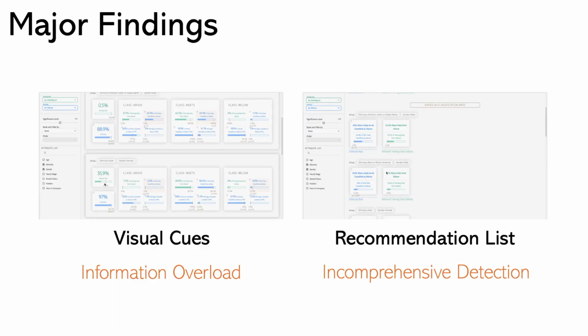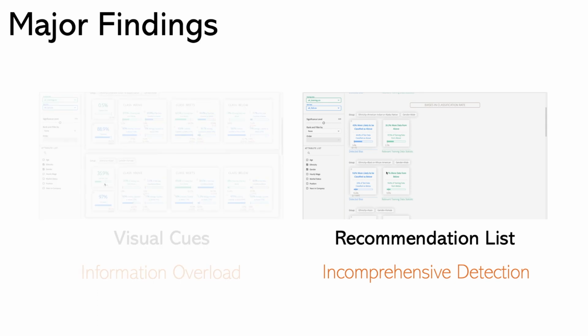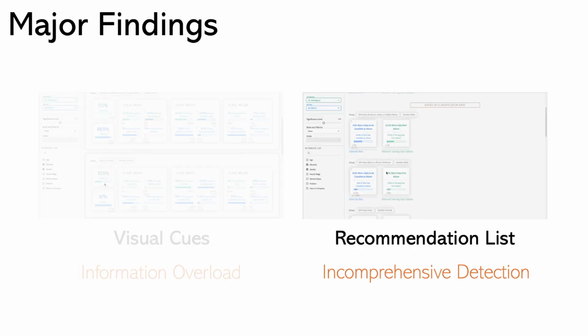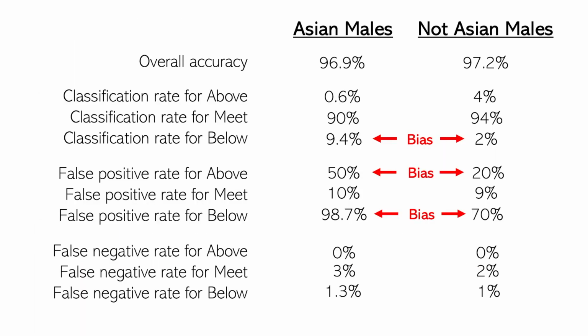Here are the important findings. We learned that users might be less comprehensive in bias detection when they read a bias report that uses a recommendation list. On the other hand, the prototype using visual cues might cause information overload. So let me first explain how the recommendation list might lead to incomprehensive bias detection.